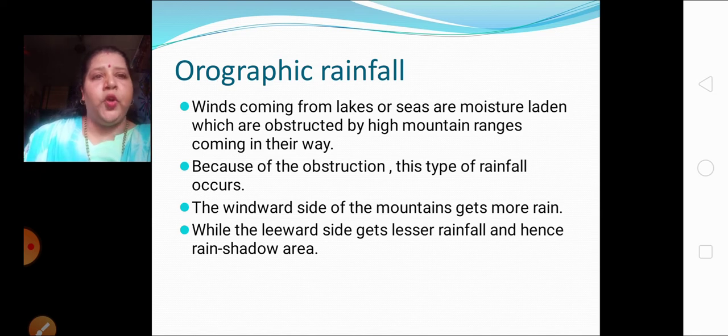Winds coming from lakes or seas are moisture laden, which are obstructed by high mountain ranges coming in their way. Because of the obstruction, this type of rainfall occurs. The windward side of the mountain gets more rain, while if you see the leeward side, it will get lesser rainfall, and hence it is called as rain shadow area. Understood, children, what is orographic rainfall?